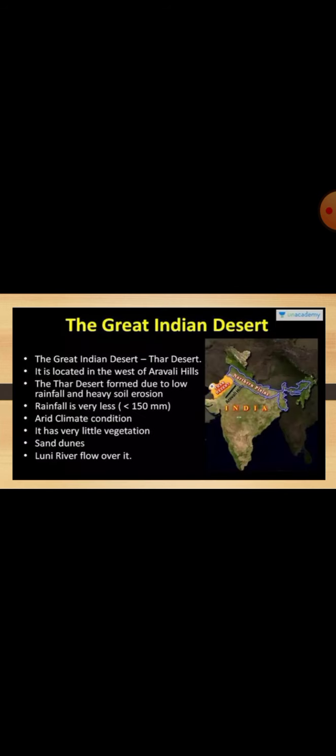Next one, Brahmaputra river. So the eastern part of the plains exists mainly in the Brahmaputra valley of Assam, and the river Brahmaputra is mainly responsible for the formation of plain in the east part of India.